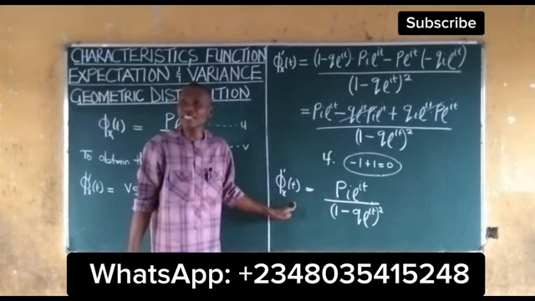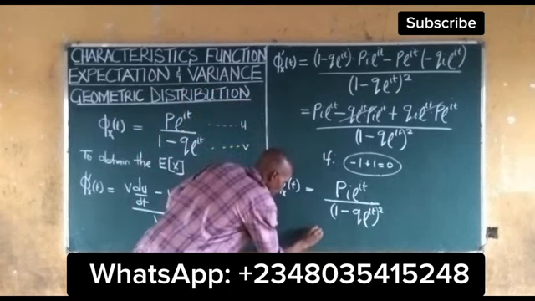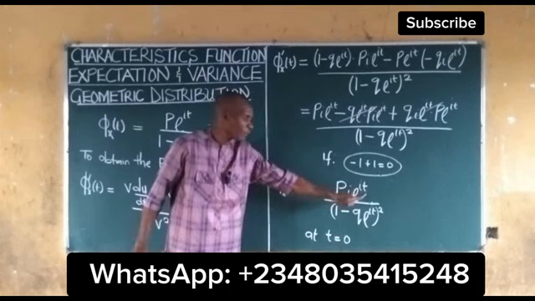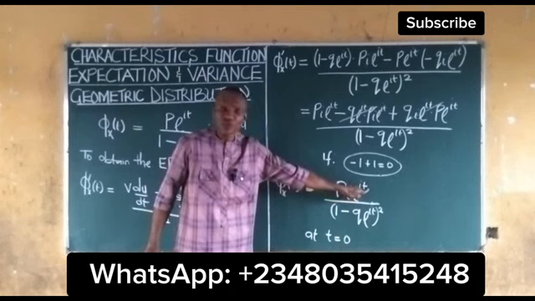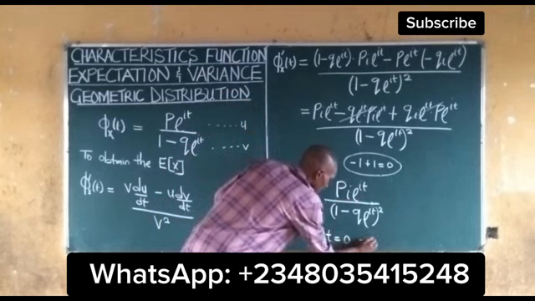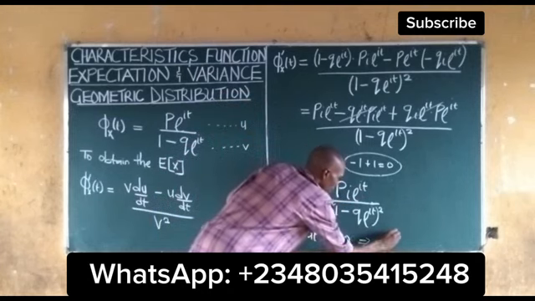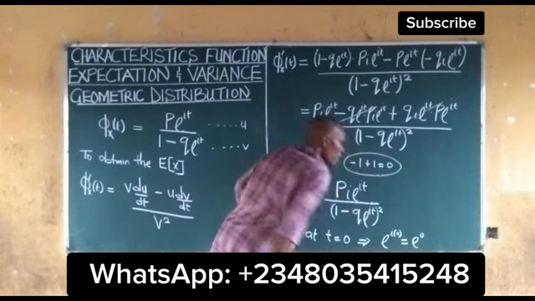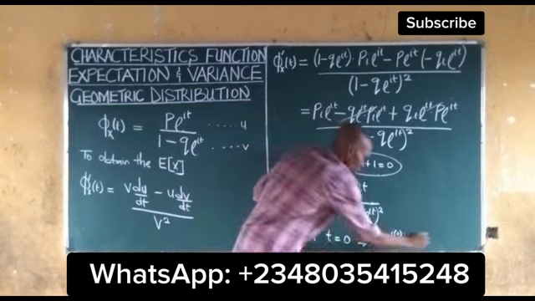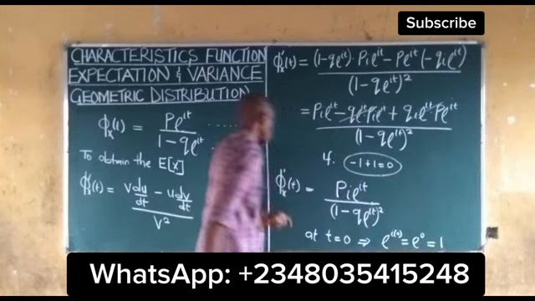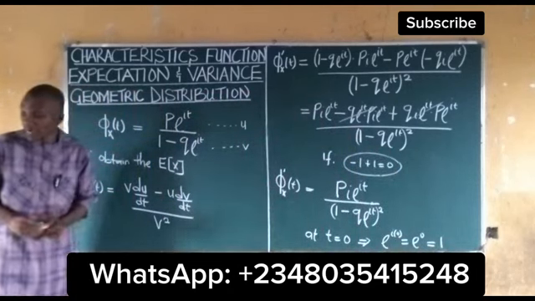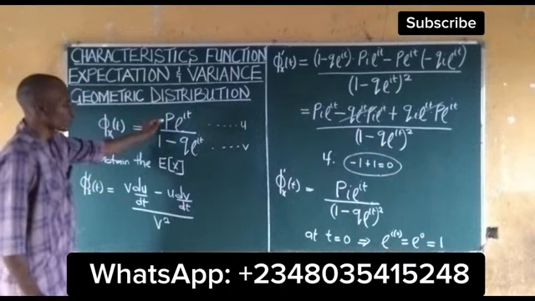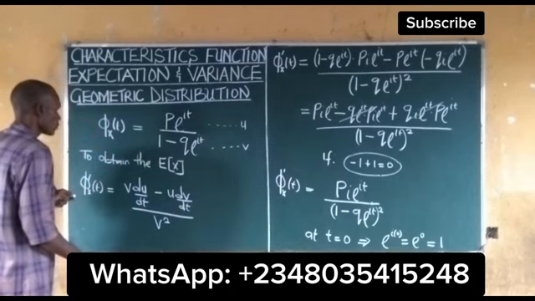So we now say at t equal to 0. If t is equal to 0, it means anywhere we see t, we put 0. It then implies that e^(i0) is equal to e^0, and anything raised to the power of 0 is equal to 1. So we move over to this side to write our characteristic function properly.